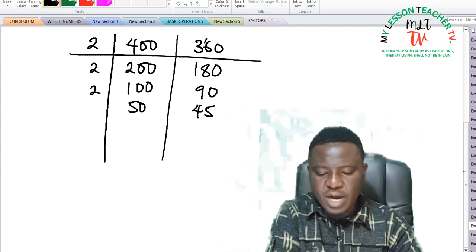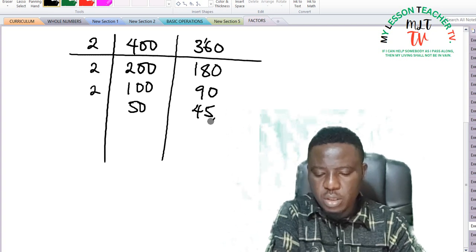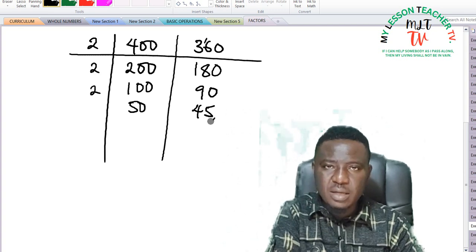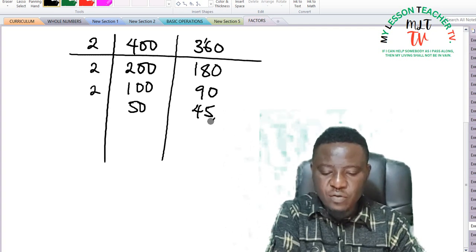2 can no longer divide because 5 is not even. So we'll test with the next prime number, which is 3. Can 3 divide? 3 can divide 45, but 3 cannot divide 50. So it cannot go. What about 5?